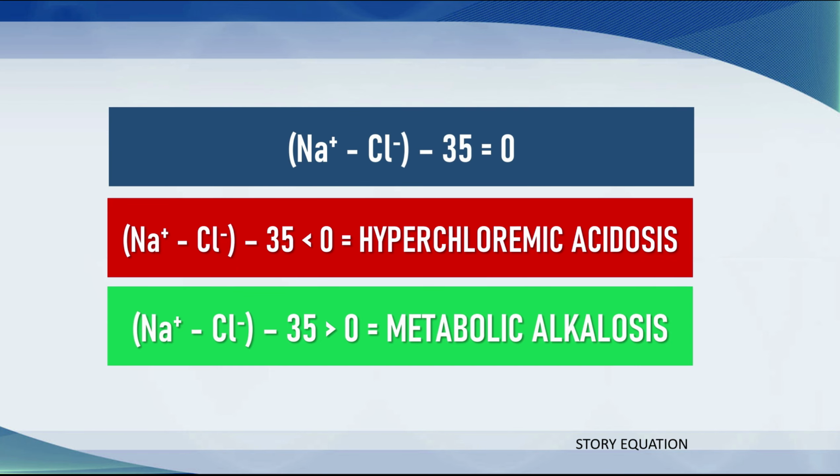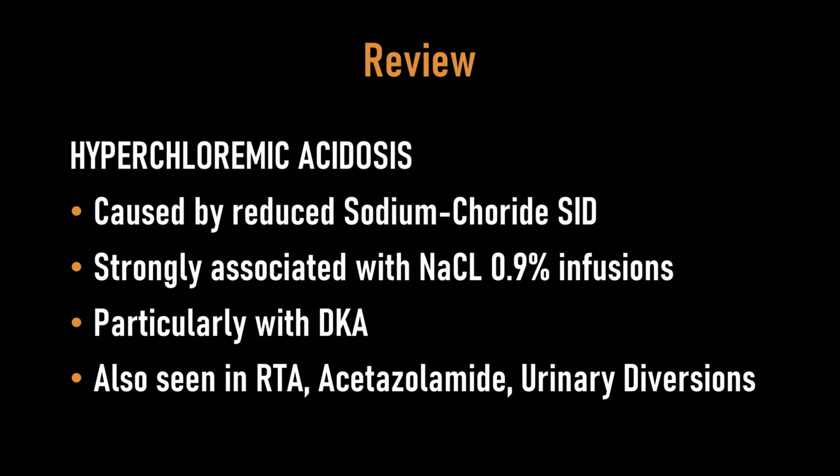Now let's review the tutorial. In this tutorial, we discussed hyperchloremic acidosis, and I explained that it's caused by a reduced sodium to chloride strong ion difference. It's strongly associated with the administration of 0.9% saline solution infusions. It's particularly seen in diabetic ketoacidosis. It's also seen in renal tubular acidosis, in patients treated with acetazolamide, and urinary diversions.